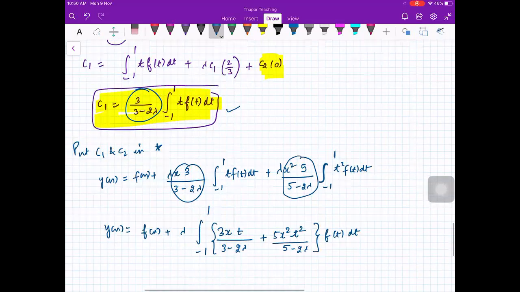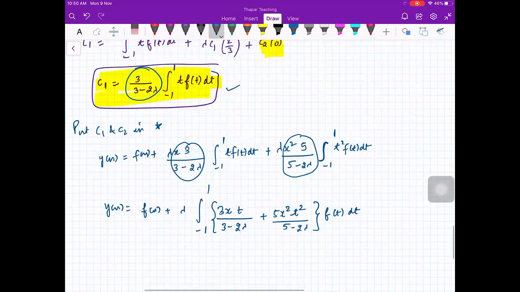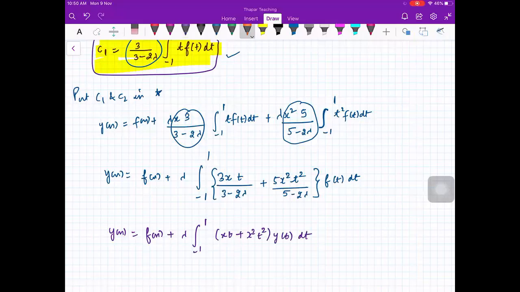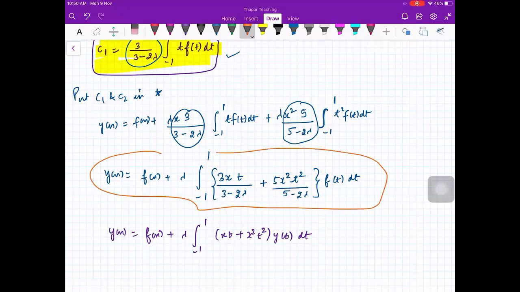Now can you compare it with the original equation which was given? The original equation was this: y of x is equal to f of x plus lambda times the integral from minus 1 to 1 of (xt plus x squared t squared) y(t) dt. Everybody, is this clear? This is the solution we got and this is the original equation. Can you see the difference?